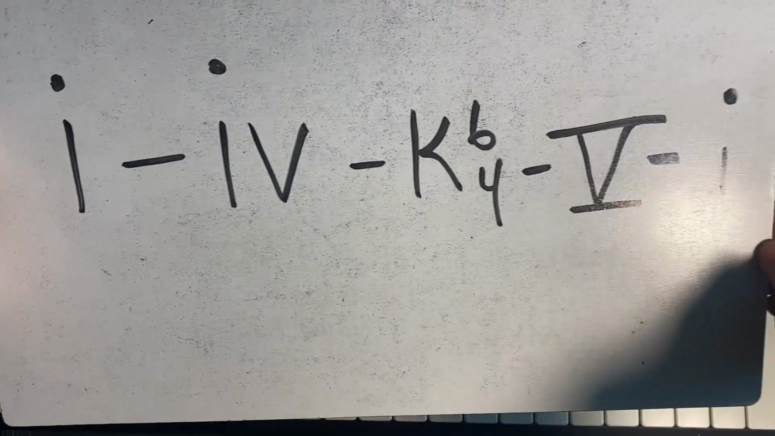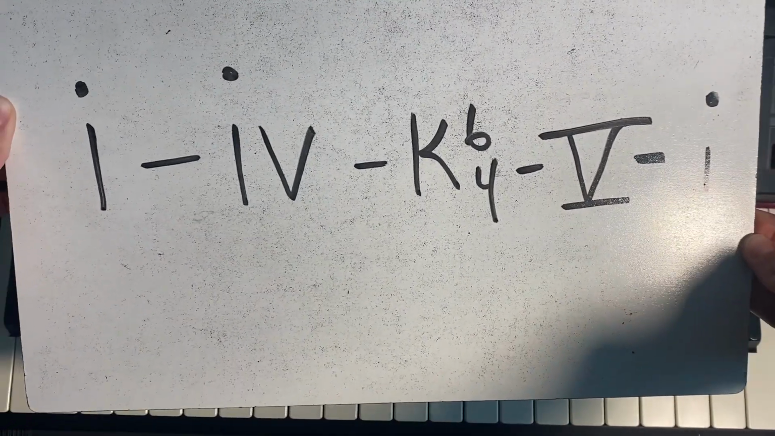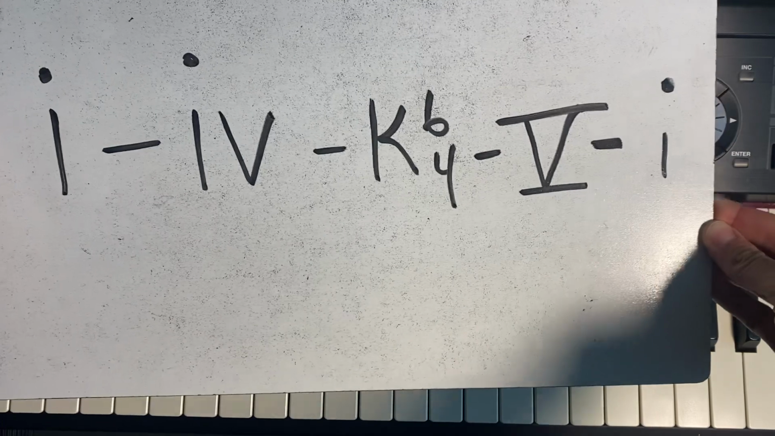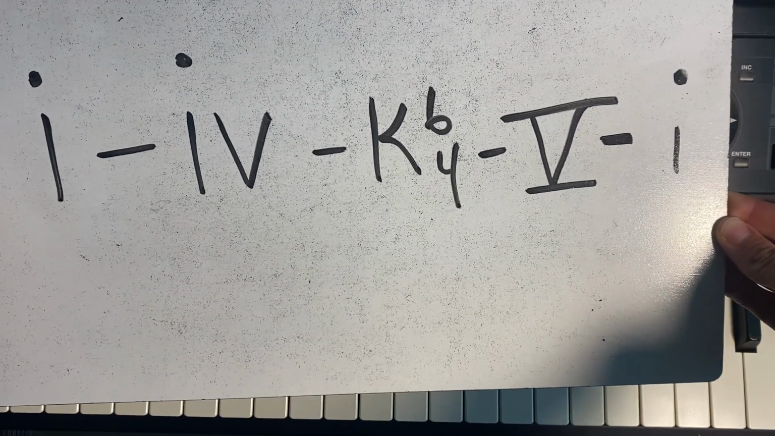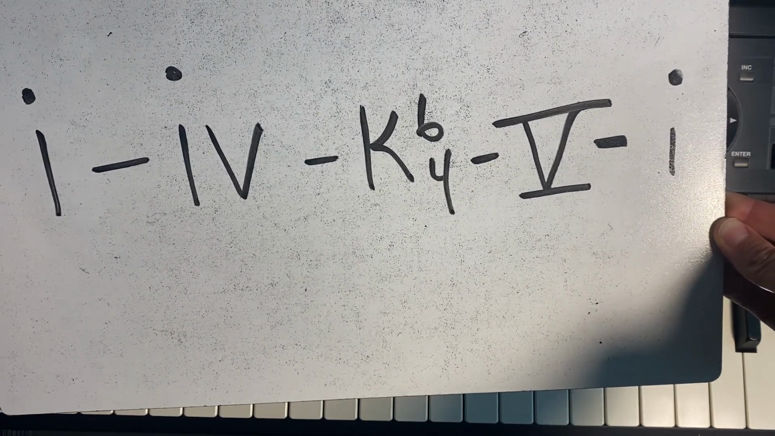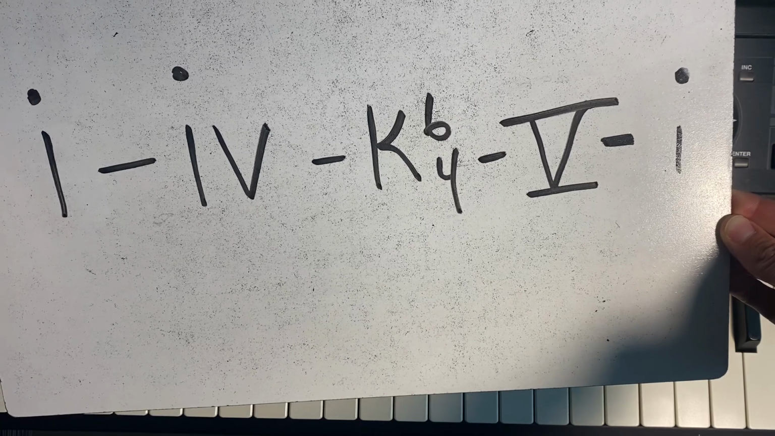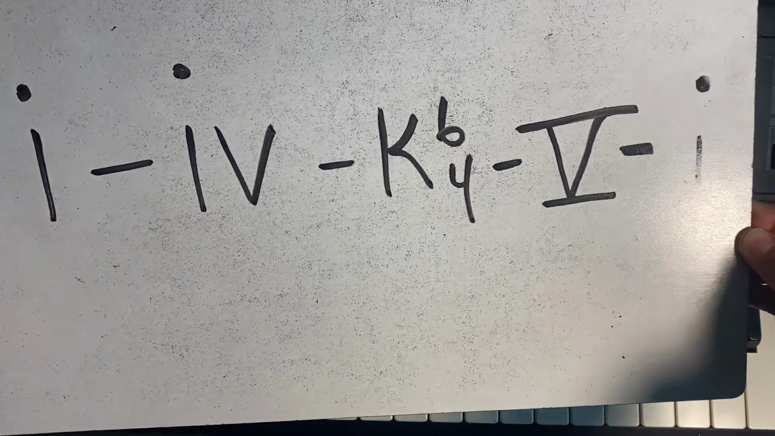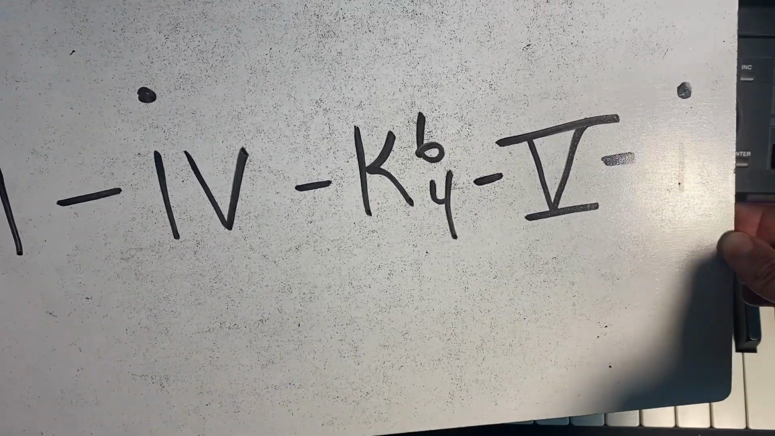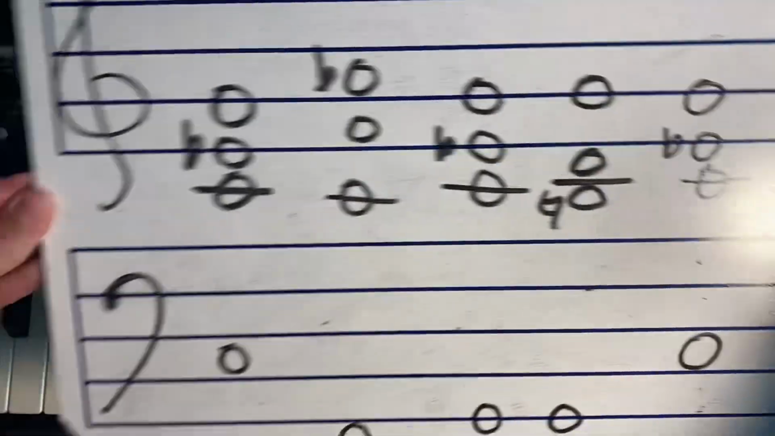Hey everyone, so in this video I am going to show you how to play this chord progression in a minor key. So we're going to do the 1 chord, the 4 chord, the cadential 6/4 chord, the 5 chord, and then back to the 1 chord. I'm going to actually play through all the chords first, and then we will jump in.